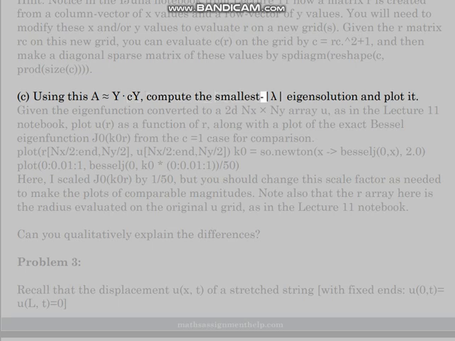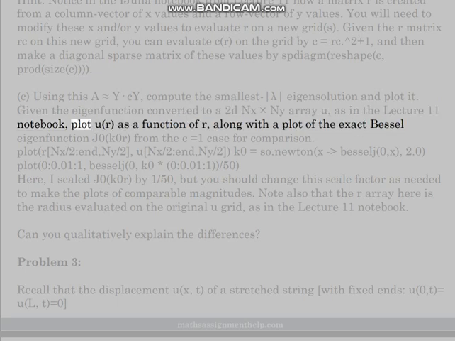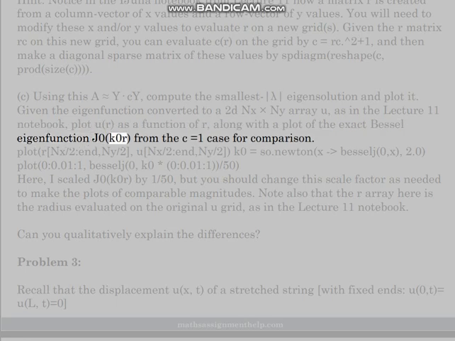Compute the smallest magnitude lambda eigensolution and plot it. Given the eigenfunction converted to a 2D nx times ny array U, as in the Lecture 11 notebook, plot U(r) as a function of r, along with a plot of the exact Bessel eigenfunction J0(k0 r) from the c equals 1 case for comparison.